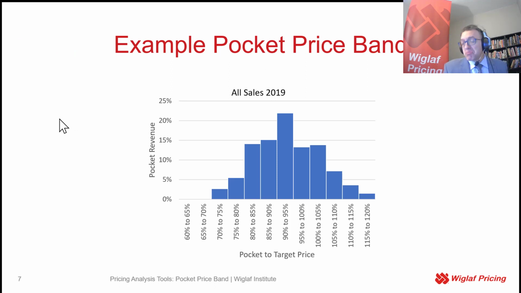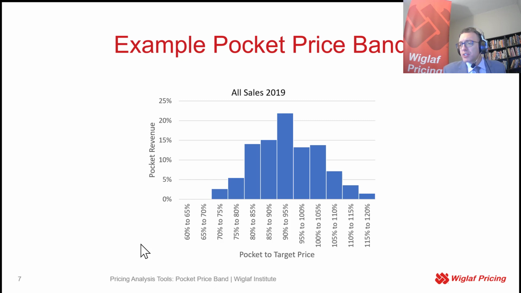We have already seen a few examples of what you can do with a histogram with a pocket price band. This is yet another example. In this case, the pocket revenue along the vertical axis is exactly the same as what we created in Excel. However, the horizontal axis is different here. This shows your pocket price as a percentage of a target price. So it's actually referring higher up in the price waterfall to some type of reference price.